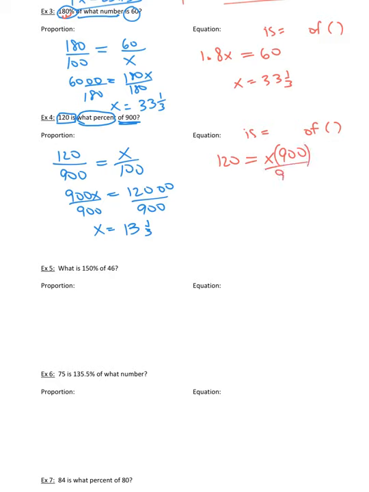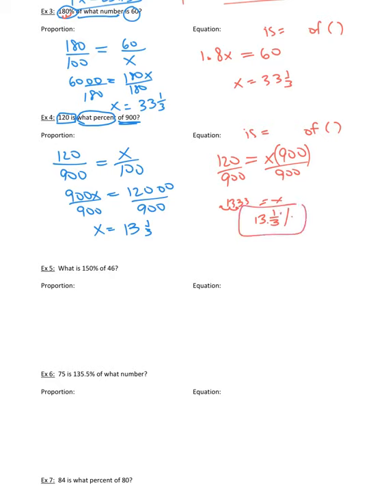So if I divide by 900, I'm going to have x equals 120 out of 900. Because the percent is out of 100. I'm getting 0.1333333. Because it's what percent, I have to multiply by 100. So I have to move this over 2 places, and it'd be 13 1/3, which is 13.33333.